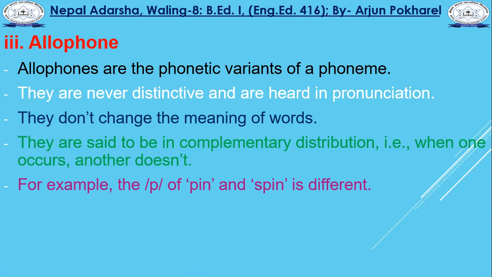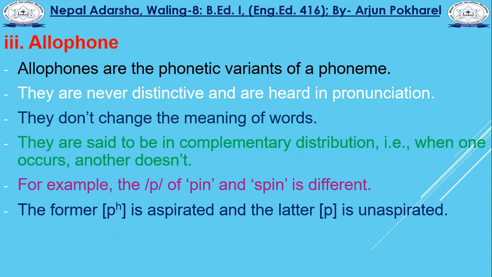The same sound p in the word pin and in spin is different. How are they different? The former, the first one in pin, is aspirated, and the latter, the next one in spin, is unaspirated. That's why the aspirated p and the unaspirated p are the two different allophones of the same phoneme p. The phoneme is p, and these two are allophones.